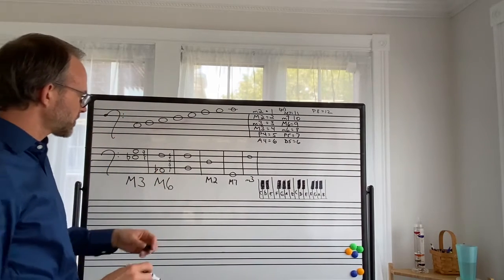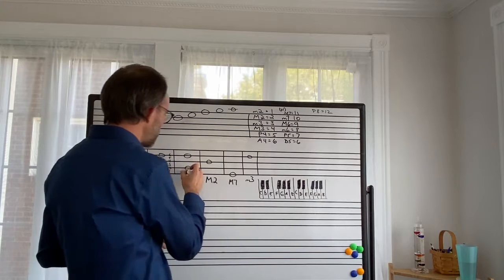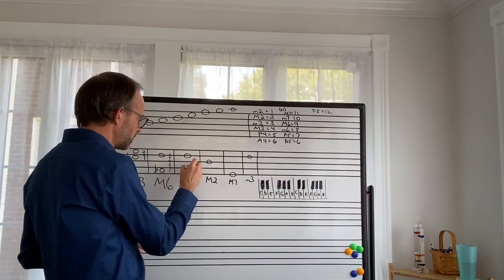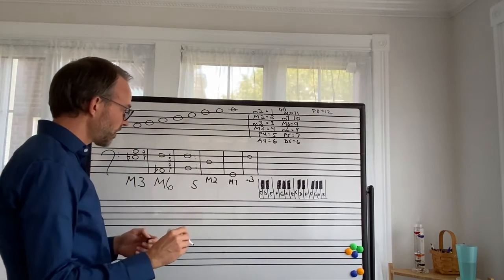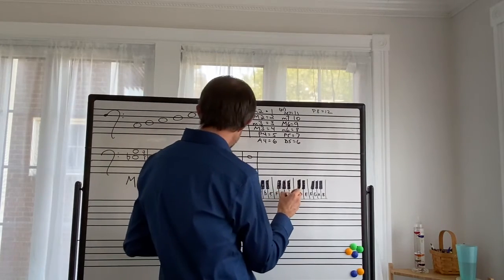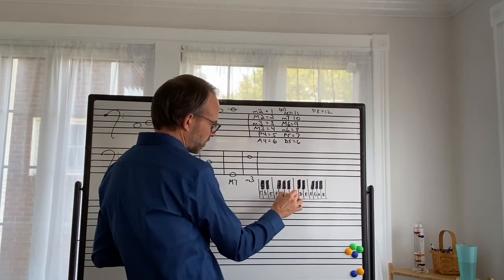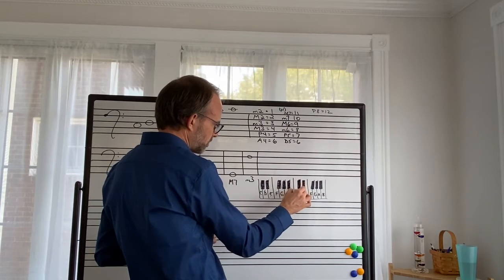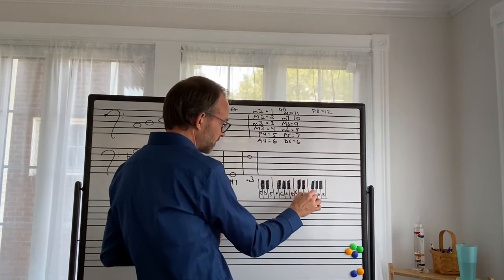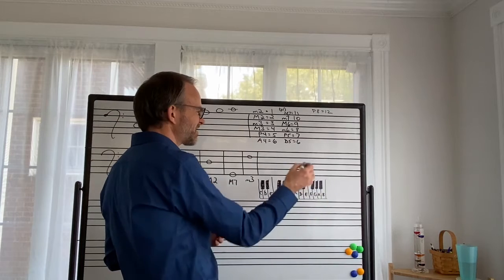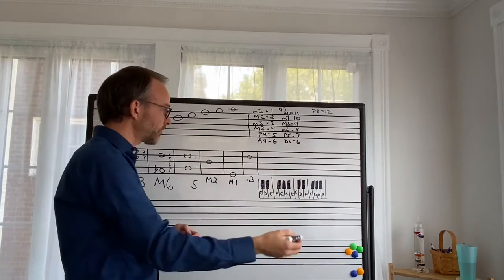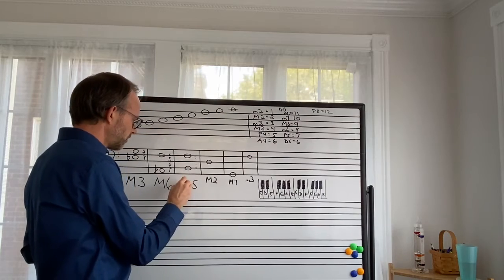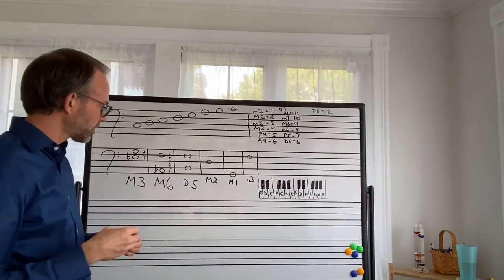So now let's look at this one. B to an F. 1, 2, 3, 4, 5. This is going to be some kind of a fifth. B to an F. 1, 2, 3, 4, 5, 6. Oh, so 6 half steps and a fifth. So this is not going to be a perfect fifth, it's going to be a diminished fifth.